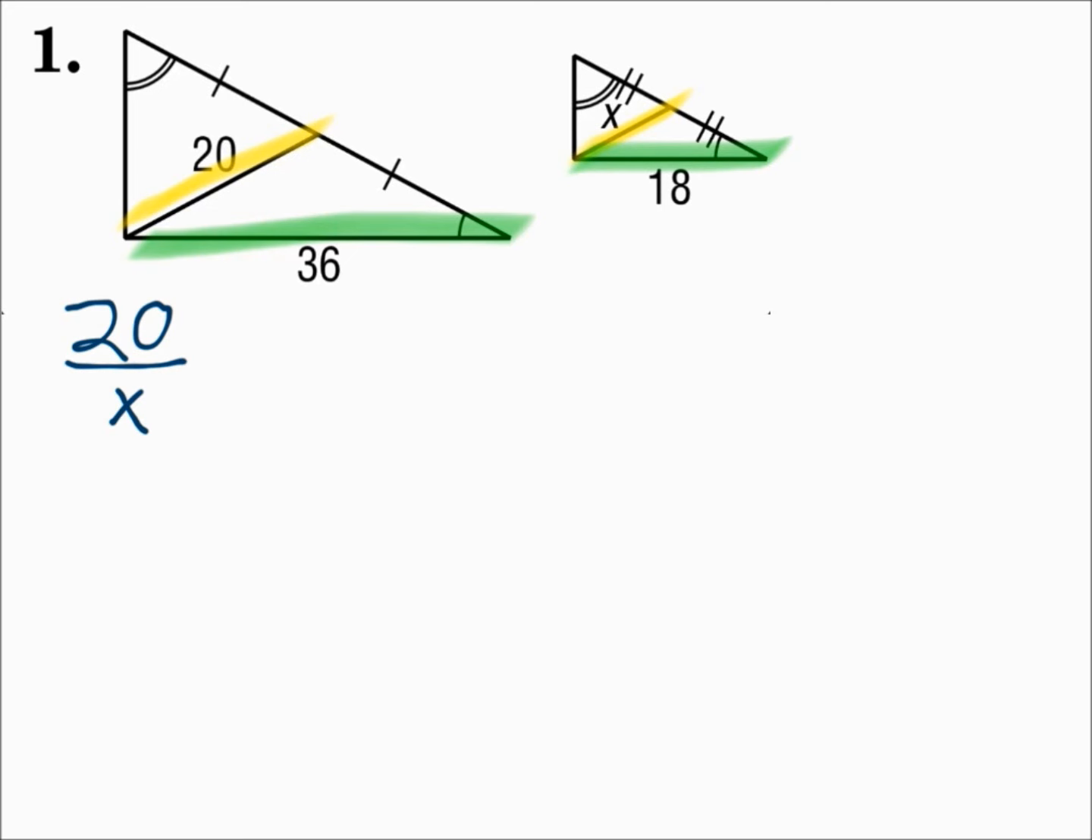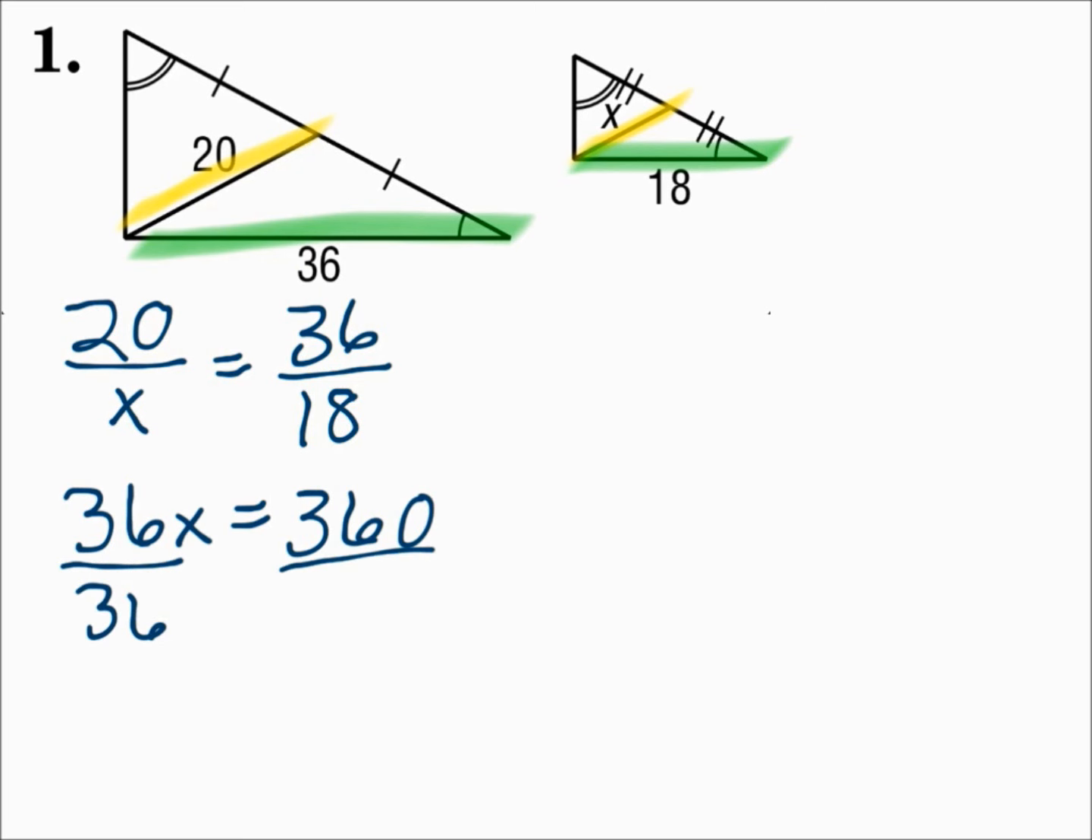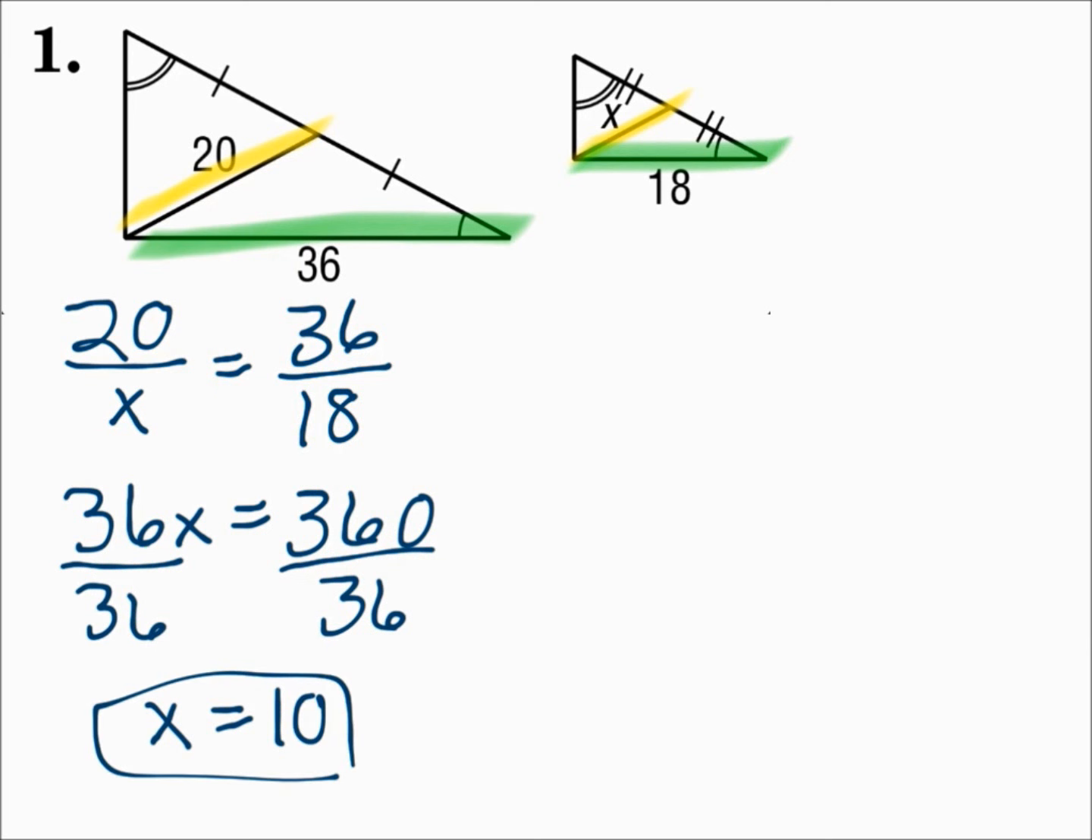Median over median equals side over side. Go ahead and cross multiply and solve. So x is 10. The medians are proportional to the sides. So match them up, organize it, set up your proportion, and solve.